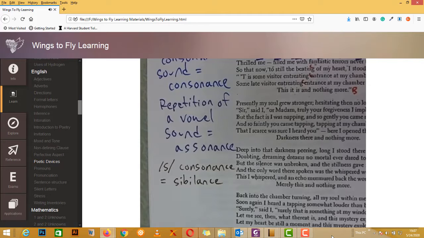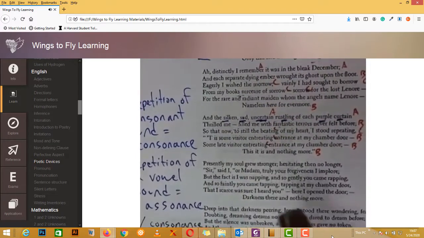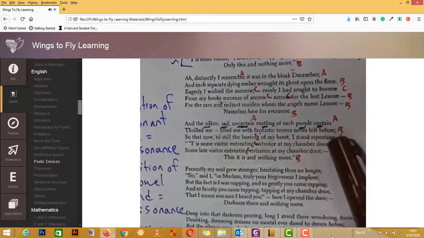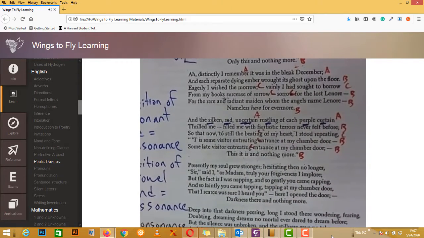And there's this other thing going on here. Take a look at this. So here's sibilance. "The silken, sad, uncertain rustling of each purple curtain thrilled me, filled me with fantastic terrors never felt before." What are we talking about here? What is this sound that he's afraid of?